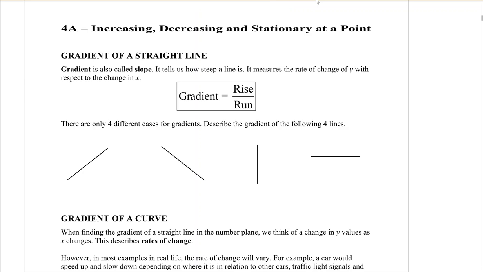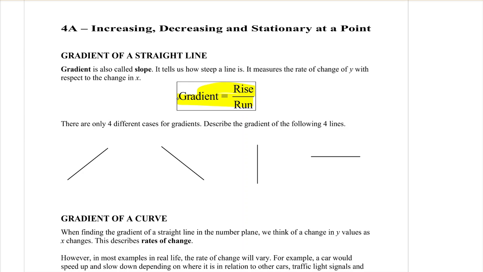So this first lesson is increasing and decreasing and stationary points. Remember, when you differentiate things, you are finding the gradient. So we're going to talk a bit about gradient here. The gradient of a straight line, we know, is the slope. If something is in y equals mx plus b form, it's the number that's in front of the x. We calculate a gradient using rise over run for straight lines. You've been learning that for many years.